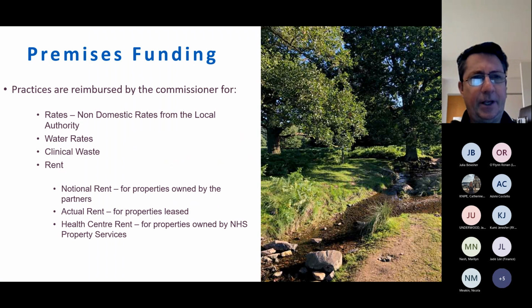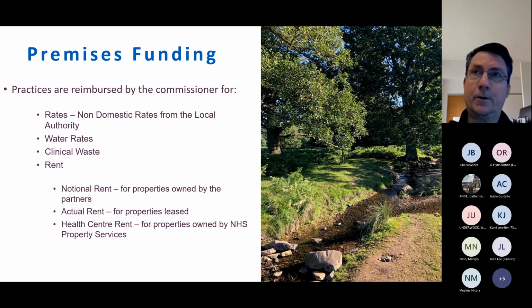Another thing that gets funded is the premises. Practices are reimbursed by the commissioner for their non-domestic rates from the local authority, water rates, clinical waste, and their rent. That's either notional rent for properties owned by the partners, in a way potentially the mortgage, the actual rent for properties that are leased, or health centre rates for properties owned by NHS Property Services.